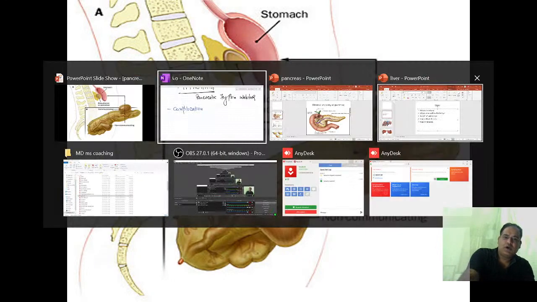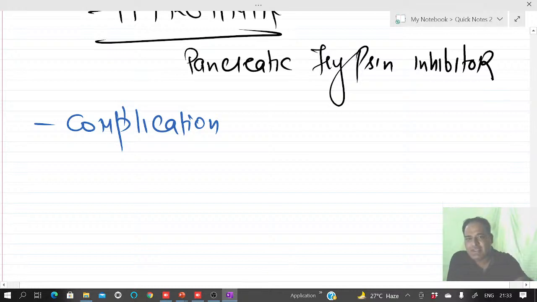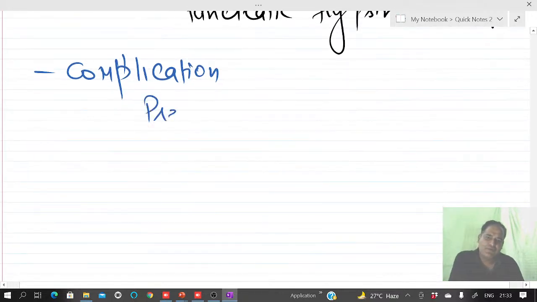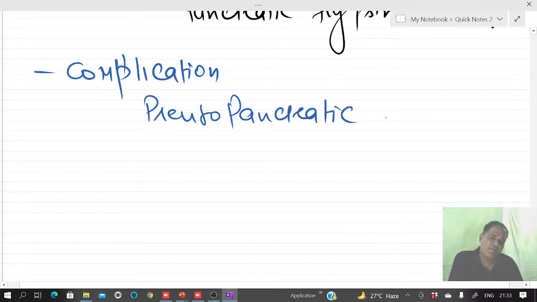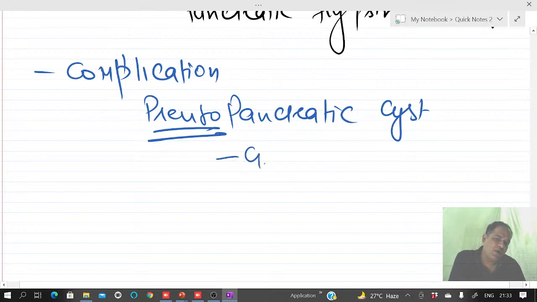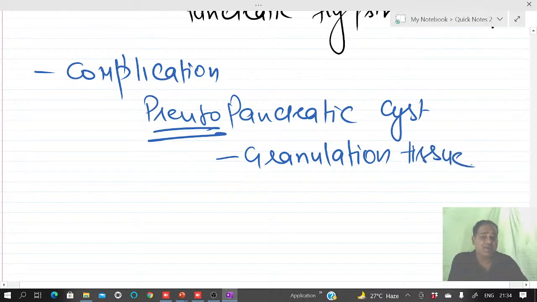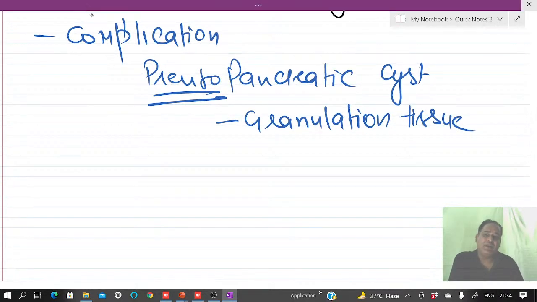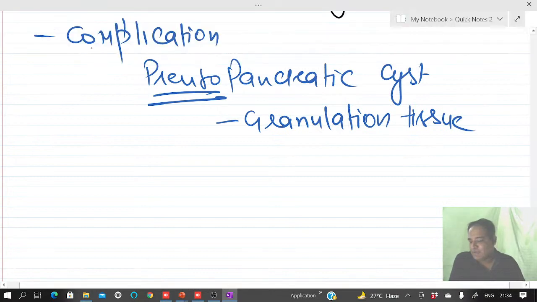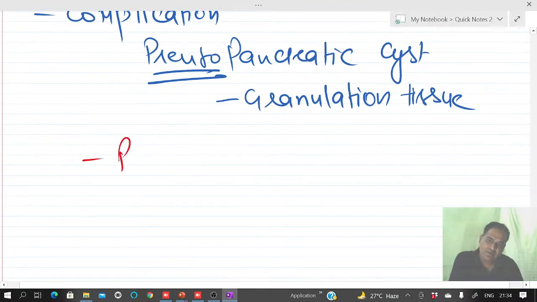Now, the complication is pseudopancreatic cyst. Why pseudo? Because the wall is made by granulation tissue and not by epithelium. Fine. What are the other complications?